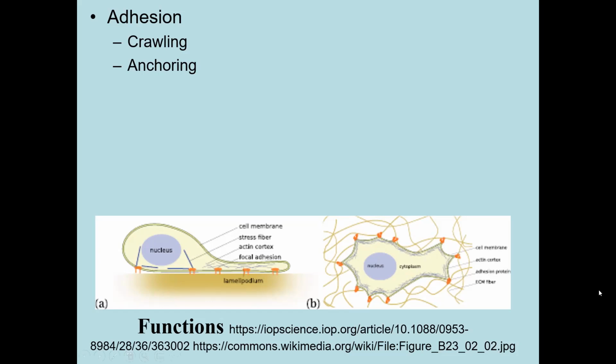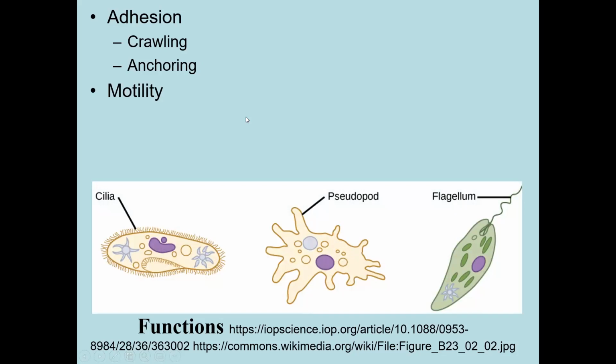And that's usually going to be things like adhesive proteins or different strategies for adhesion to be able to attach to that surface. The next thing I want to think about is motility. Now, there are three major motility structures that we see in eukaryotic cells: cilia, pseudopods, and flagella.